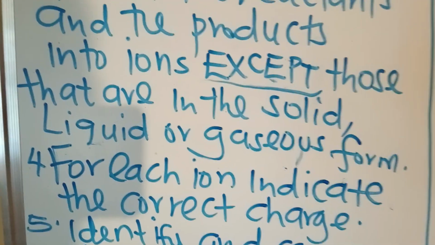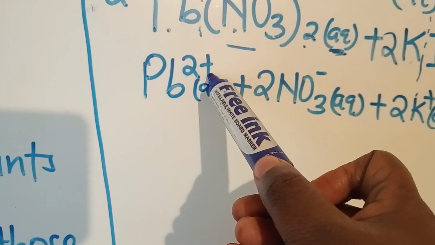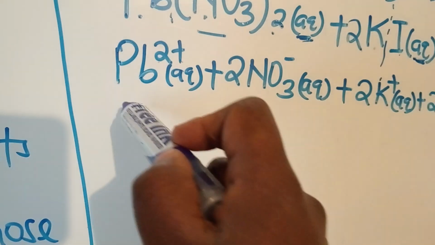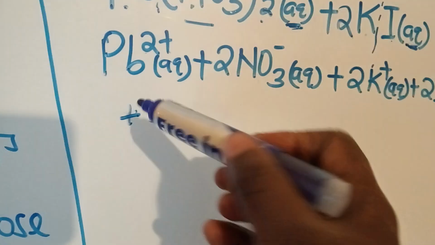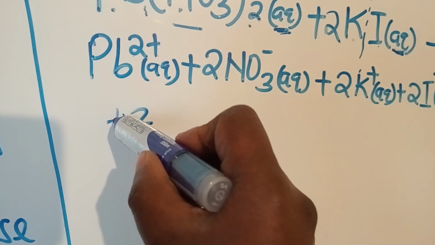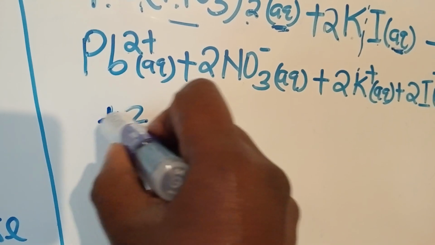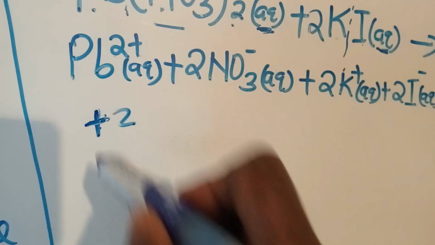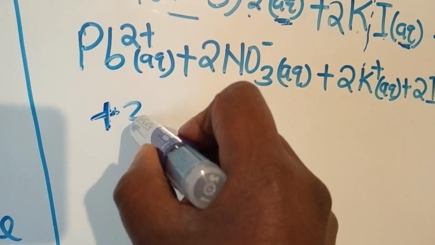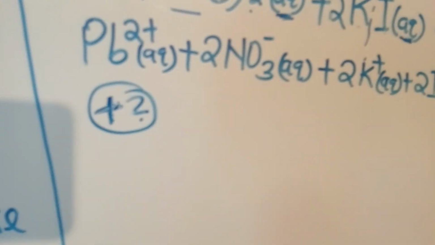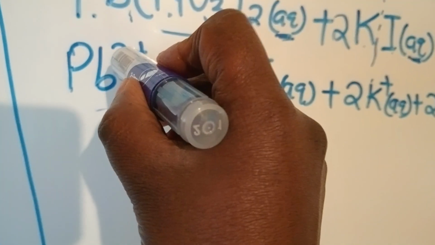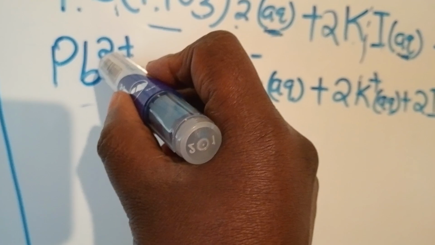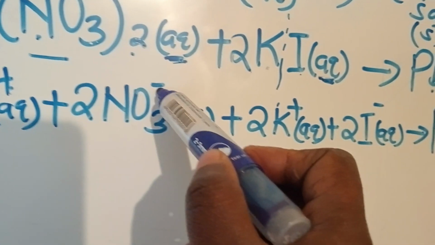Step number 4, for each ion, indicate the correct charge. So lead, the correct charge is 2 positive. Remember, you cannot write positive 2. We cannot write it as positive 2 because when the sign is either positive or negative and the positive comes before the number, then this one is the oxidation number. But because right now we want the charge, then we must have two positive, so the number comes first. So these are the correct charges.